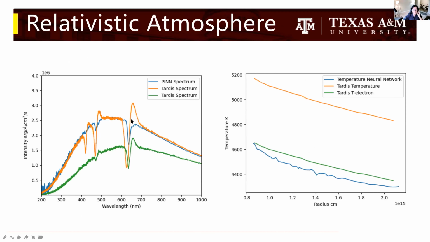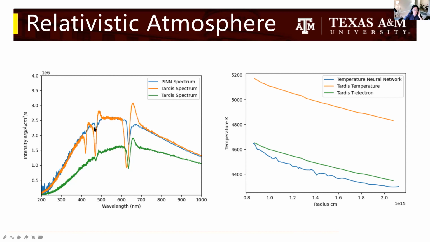And here is the result. In this calculation, we use a radiative transfer code called TARDIS to make a comparison between the physics-informed neural network result and the theoretical result. And TARDIS is a well-developed radiative transfer code using a Monte Carlo algorithm. The blue curve here is the spectrum calculated from our physics-informed neural network. And the orange curve here is the spectrum from TARDIS.